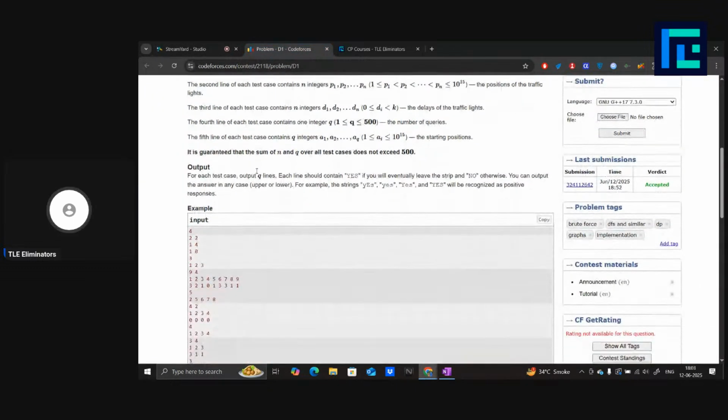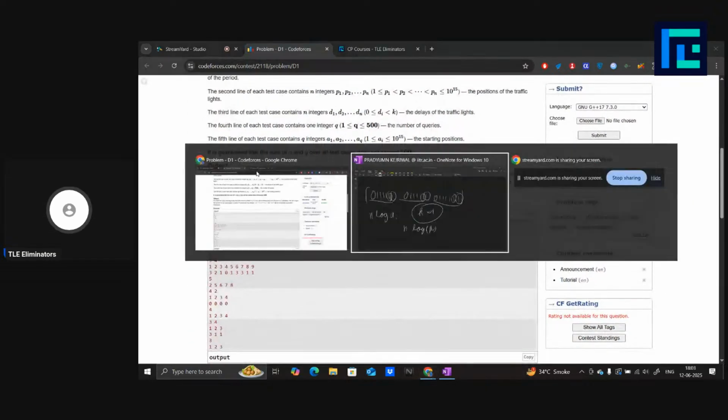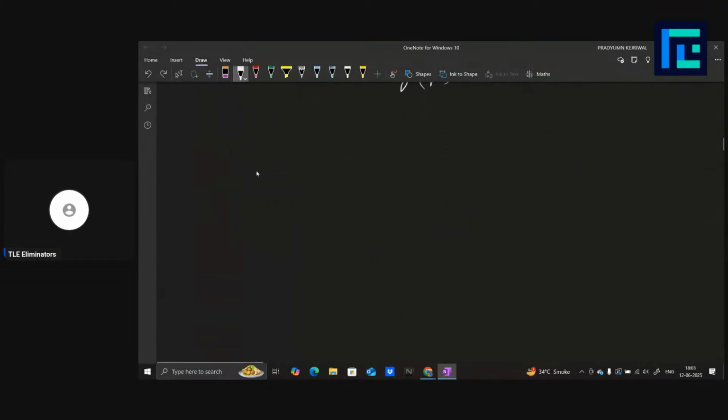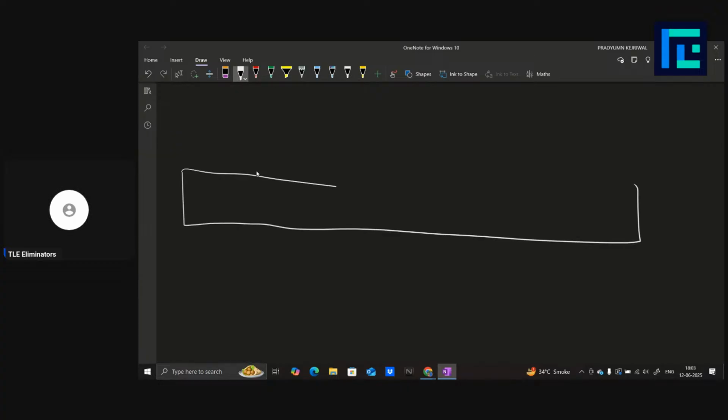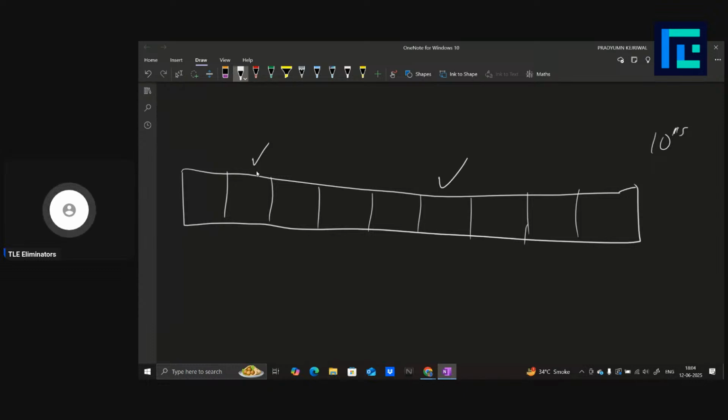So yeah, what they are saying is that we have a long strip of length 10 to the power 15, and on some places we have traffic lights. So let's say here we have a traffic light and here we have a traffic light.